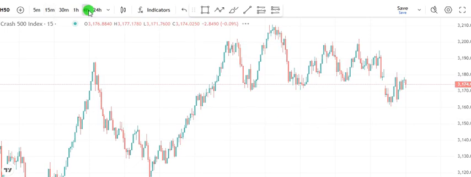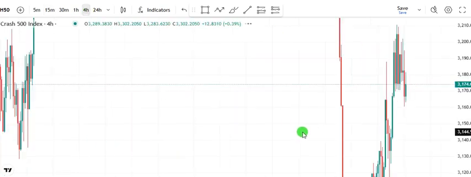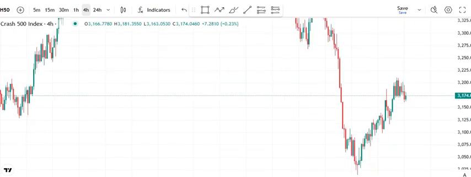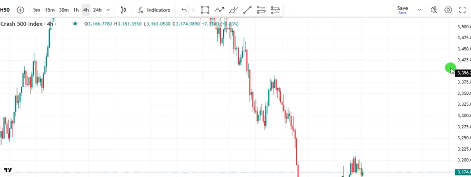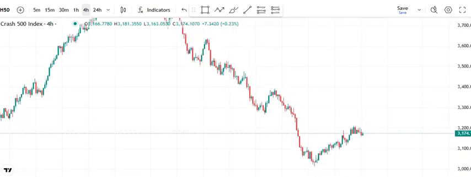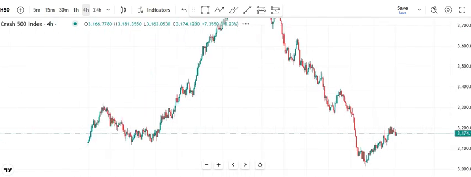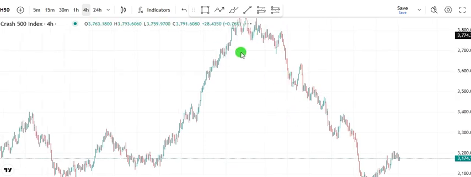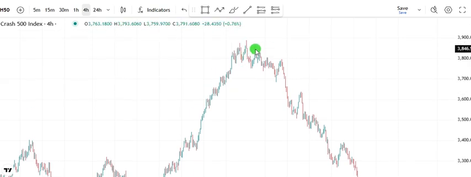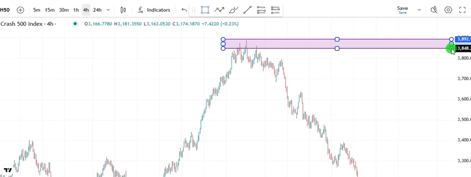Okay, here is our Crash 500, which has been on the bearish for a long time, but then it's a minor reversal. I'm not really calling this a reversal yet. It's only a reversal for me when the recent high gets broken, and now the high is still very far away from us, still around this level. So until this level gets broken, I don't consider this a reversal.